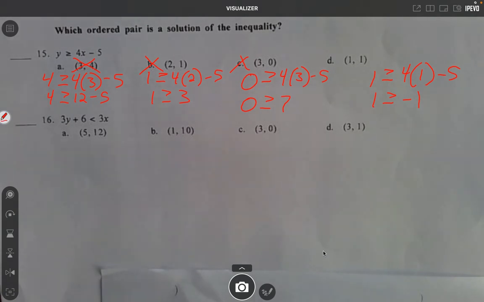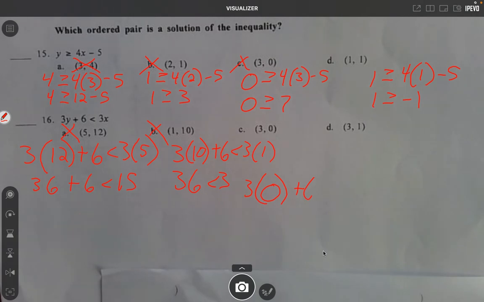Ready? This one I have 3 times my y value plus 6 is less than 3 times my x value. I just plugged in my y and my x. Just make sure you put them in the right spot. So is 36 plus 6 less than 15? No. Okay, this one: 3 times 10 plus 6 less than 3 times 1. It's again 30 plus 6 less than 3. No. Okay, let's try C. If I plug in y, 3 times 0 plus 6 less than 3 times my x. Is 0 plus 6 less than 9? Yes, it is. So that is your answer.